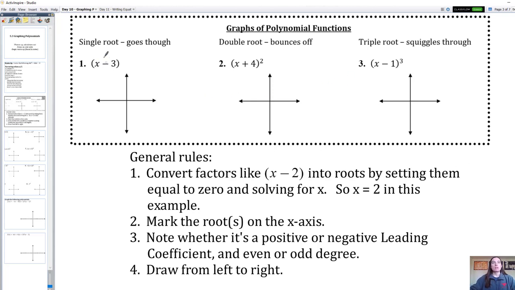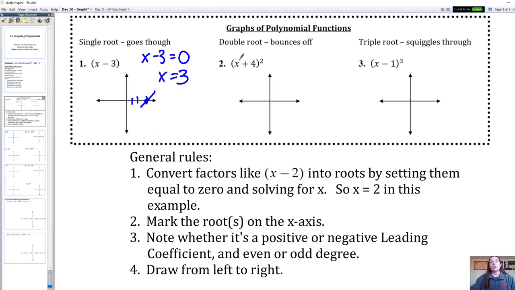For example, in this first one, we have x minus 3. We're going to set this factor equal to 0, x minus 3 equal to 0, and solve for x, so x is equal to 3. That means this graph is crossing the x-axis at 3. Since there's only an exponent of 1, it's just going to go straight through that point.